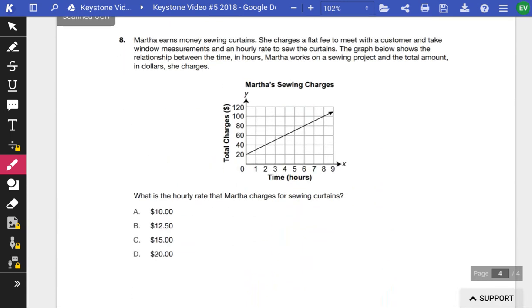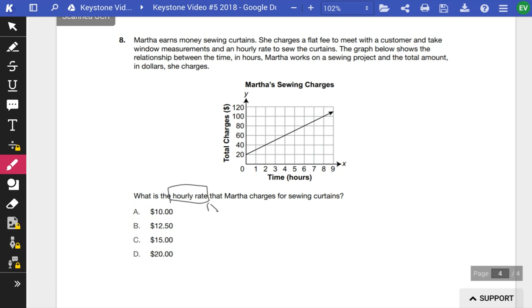Martha earns money sewing curtains. She charges a flat fee to meet with a customer and take window measurements at an hourly rate to sew the curtains. The graph below shows the relationship between the time in hours Martha works on the sewing project and the total amount in dollars she charges. Okay, so her time is on the x-axis and the total charge is on the y-axis. So what is the hourly rate that Martha charges for sewing curtains?